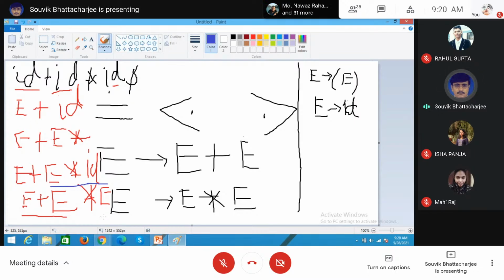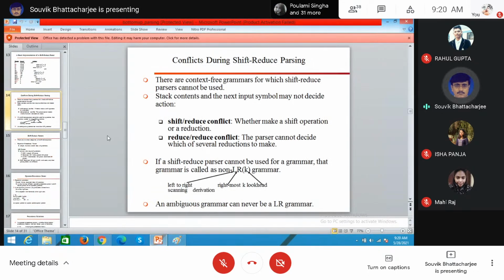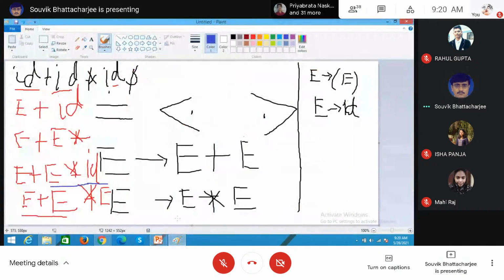First I showed you that in that case, E plus E may be reduced by E or star may come. This is a shift-reduce conflict, and here you are getting a reduce-reduce conflict. This conflict may occur in the case of shift-reduce options. Is it okay? Are you understanding the example I am giving you?